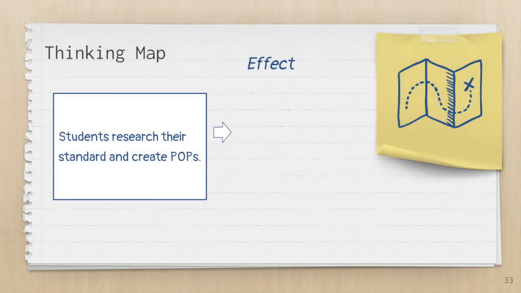We've come to our final reflection. Please pause this video to complete the partial multi-flow map. The event is, students research their standard and create POPs. What would the effects be?